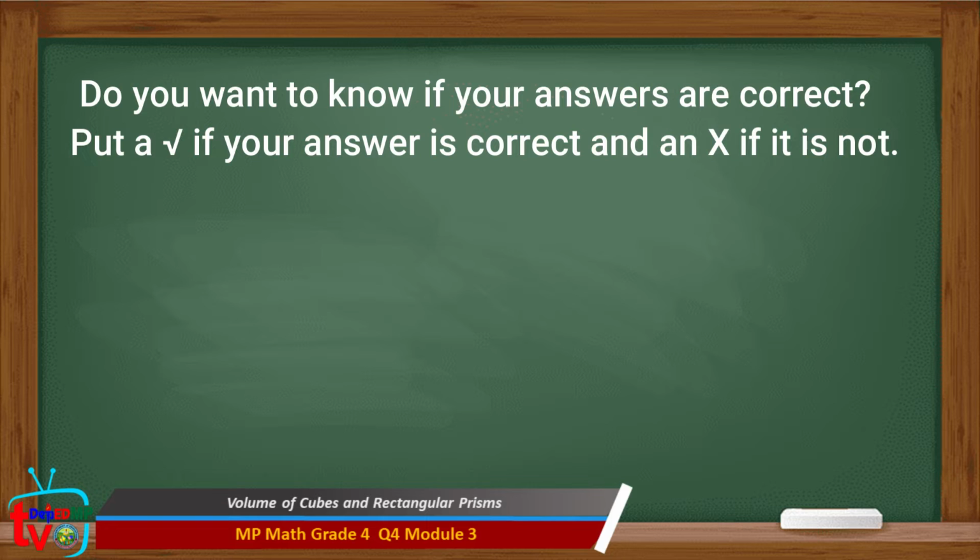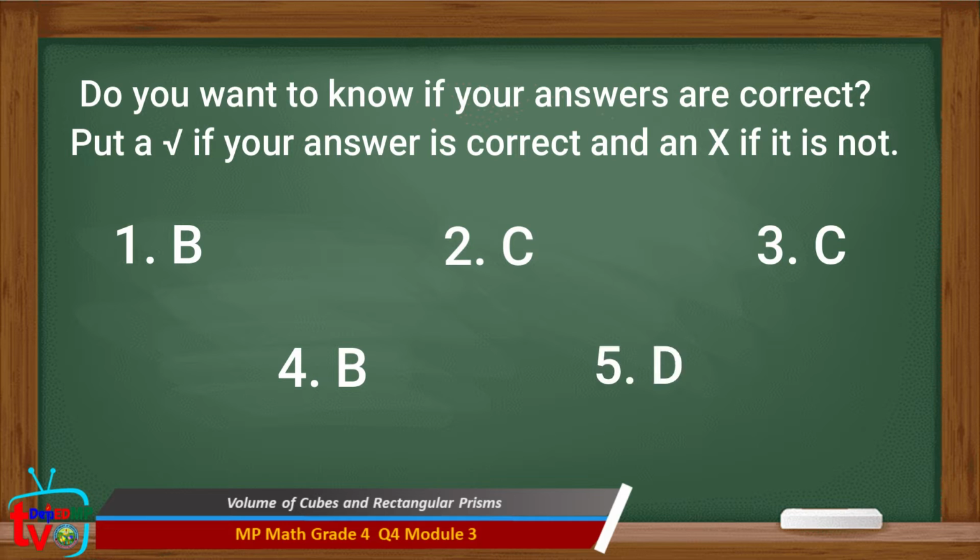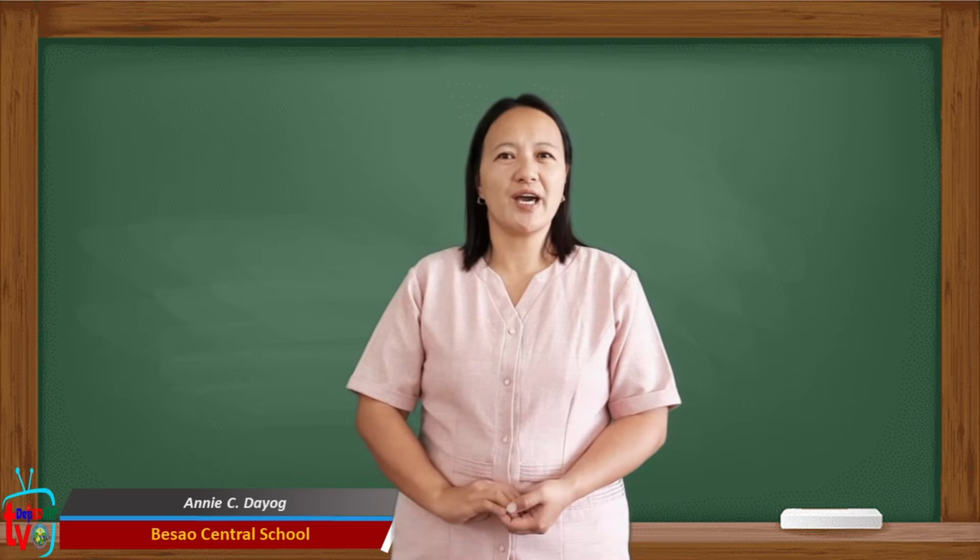Do you want to know if your answers are correct? Put a check if your answer is correct and an X if it is not. Number 1, B. Number 2, C. Number 3, C. Number 4, B. And number 5, D.